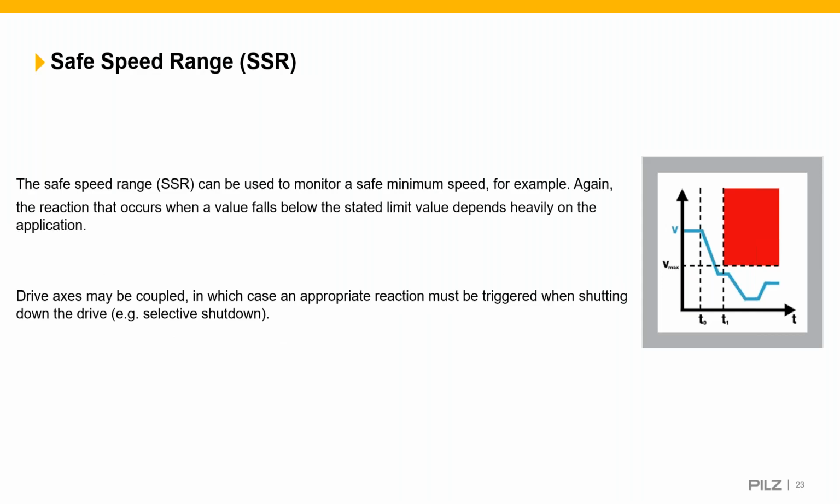So safe speed range. The safe speed range can be used to monitor a safe minimum speed. For example, again, the reaction that occurs when a value falls below the stated limit. The value depends heavily on the application. Drive axes may be coupled, in which case an appropriate reaction must be triggered when shutting down the drive. So a selective shutdown in this case. SSR can generally be used for permanent process monitoring.